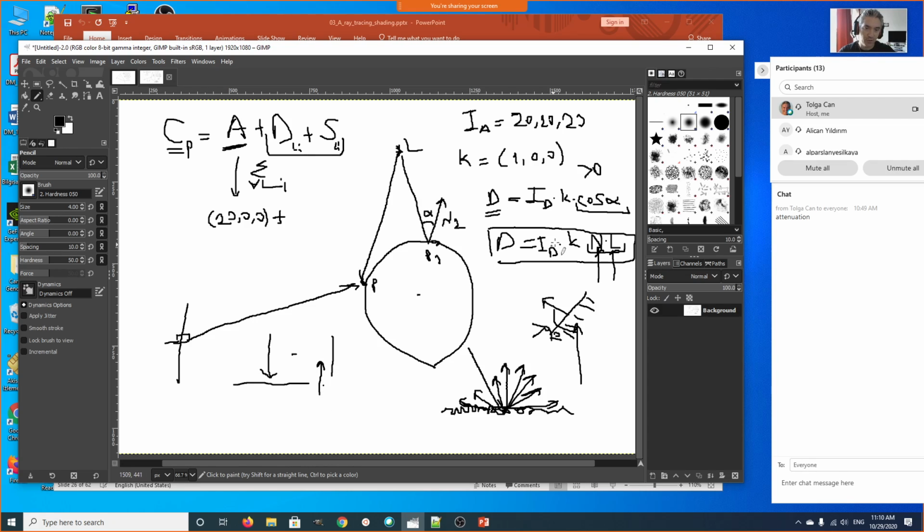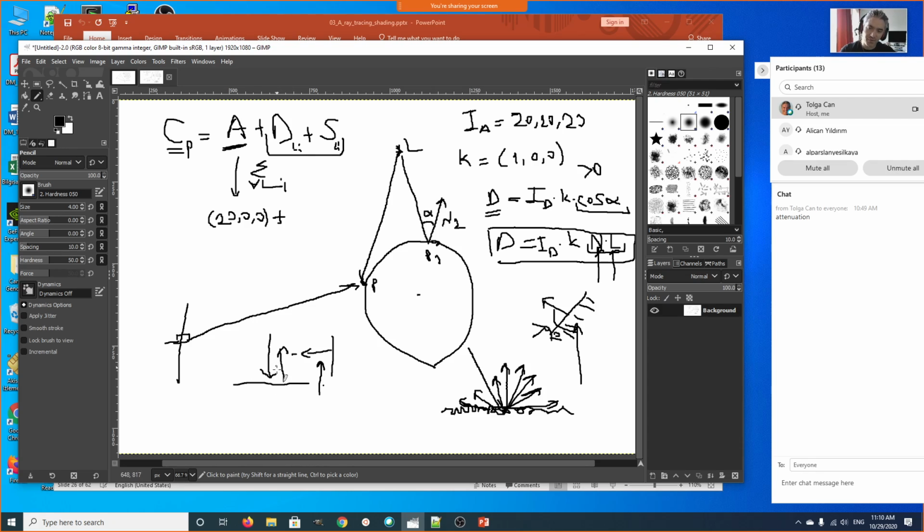If it's parallel, the light rays are parallel to the surface, which means that it's 90 degrees to the surface normal. So this is the case where cosine alpha is 0. This is the case where cosine alpha is 1. All right, so the dot product of these two things.